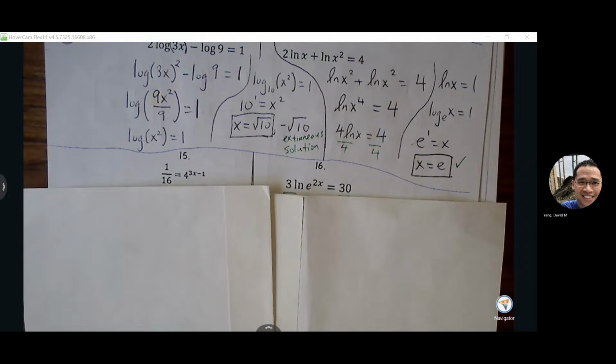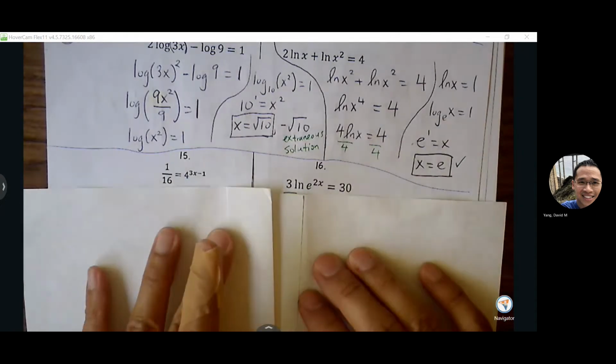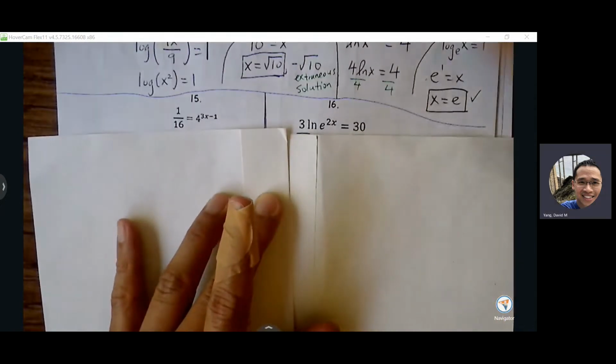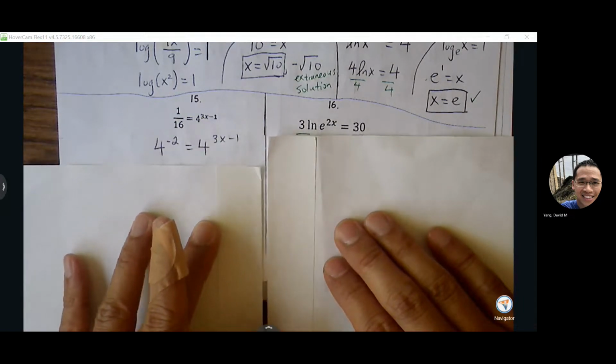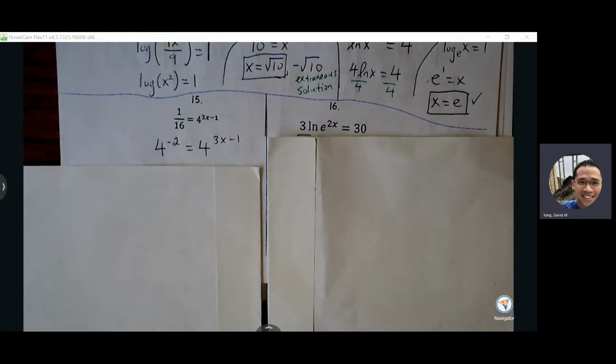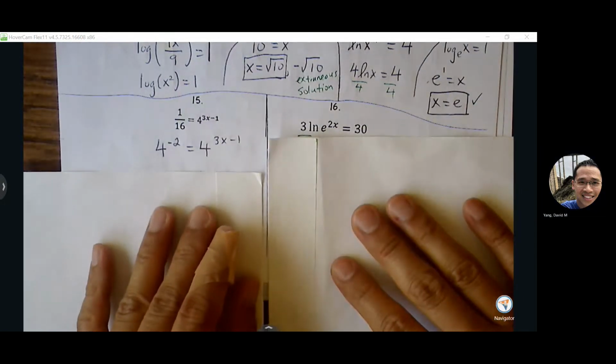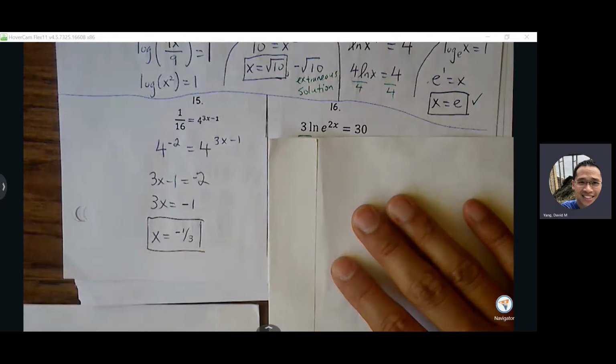All right, 15. Get the bases to match. 16 is 4 to the -2. Set the exponents equal to each other.